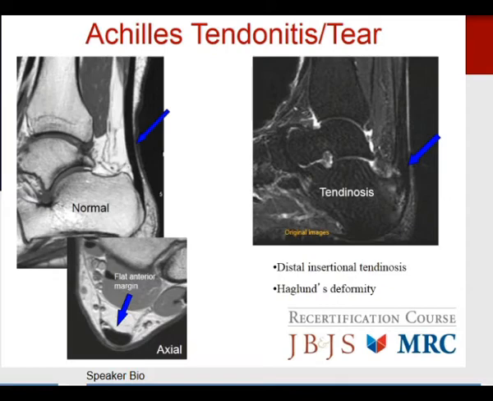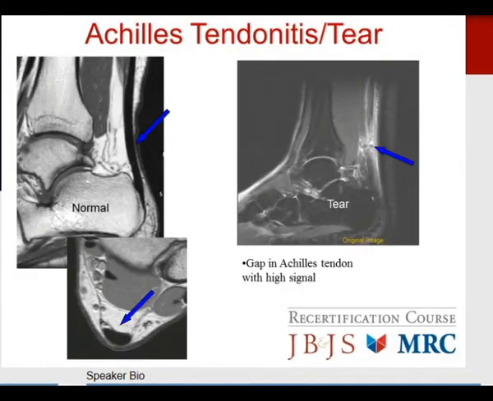There's thickening, abnormal edema, and fluid signal extending into the substance of the Achilles tendon distally. And then a full thickness tear is one in which we have a complete disruption, fluid signal traversing the torn tendon fibers, and retraction proximally.